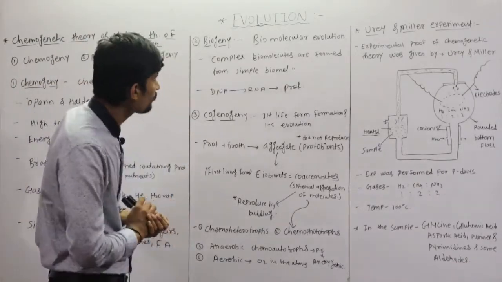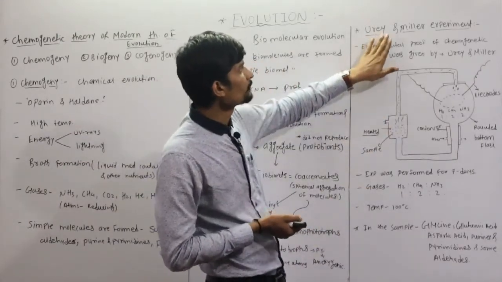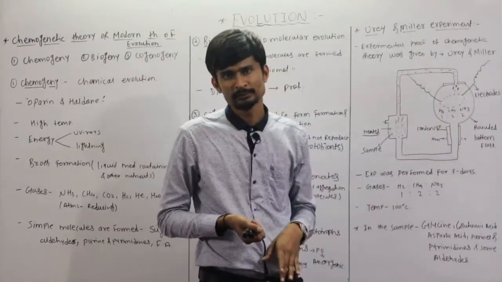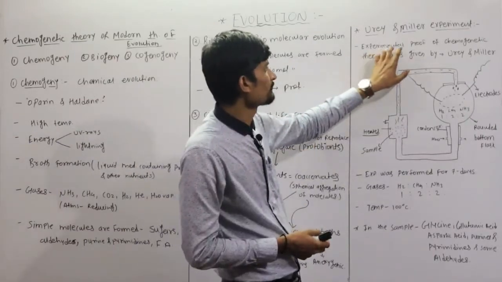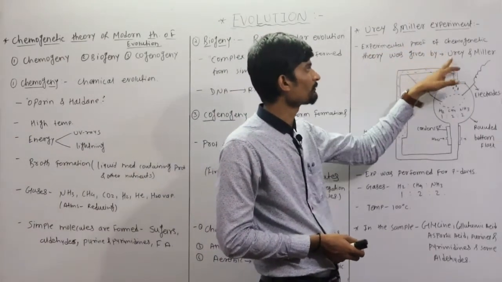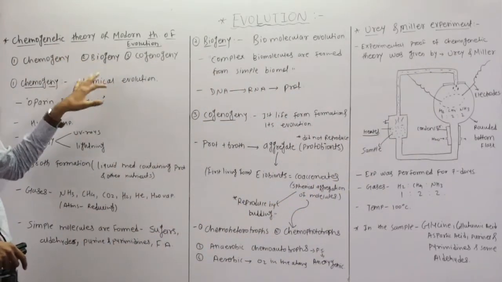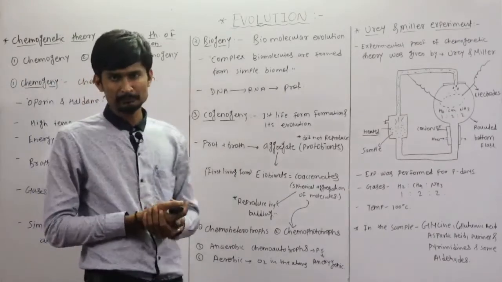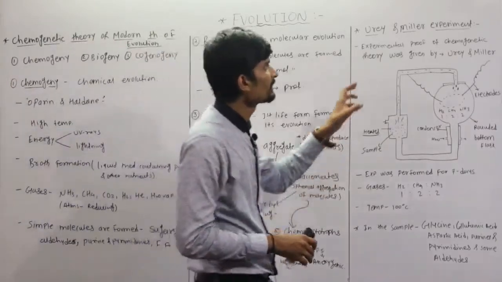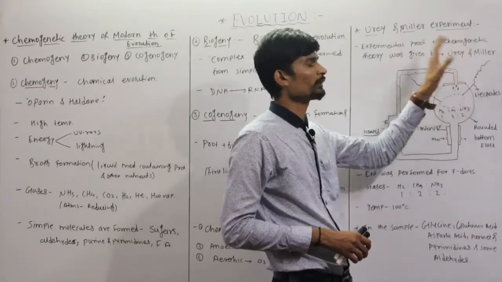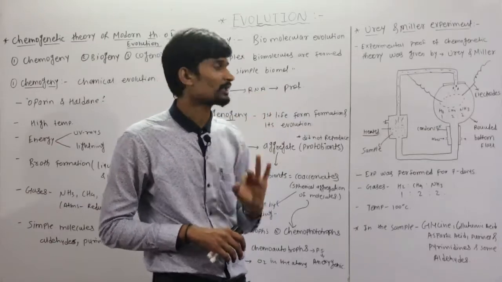Now for this theory there is an experiment, and that experiment is Urey and Miller's experiment. So now we will see the experiment of Urey and Miller. The experimental proof of the chemogenetic theory was given by Urey and Miller. This is the theory. These scientists did not perform any experiment; they told a theory which is widely accepted, and for that theory there is experimental proof given by the scientists Urey and Miller. That is why we have to see Urey and Miller's experiment.